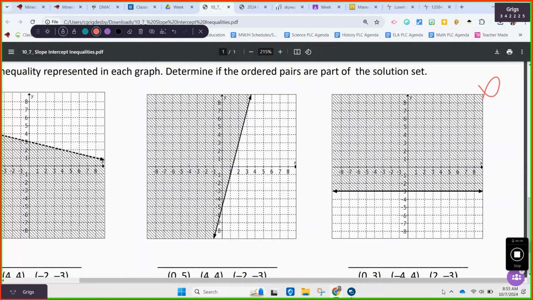Alright, pause. Is it 0 slope or undefined? 0 slope. So it's going to be a y equals, right? Because it passes your y-axis. Y is greater than -3. Can it be y equals? No. Why not? It's an inequality. So it's going to be y something.